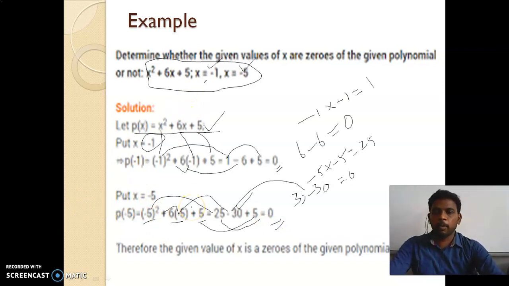So that is the procedure to check whether the given numbers are zeros of the polynomial or not: substitute directly instead of x and find the value. If it is 0, they are zeros of the polynomial, otherwise not.